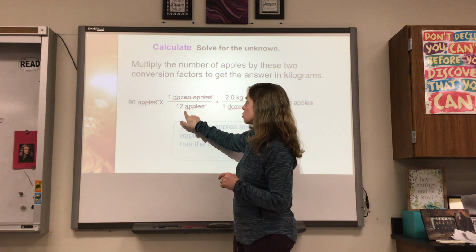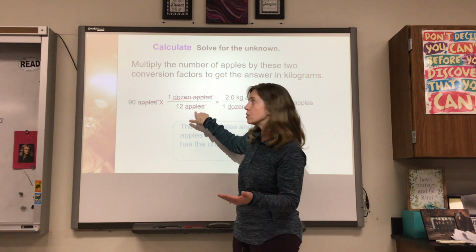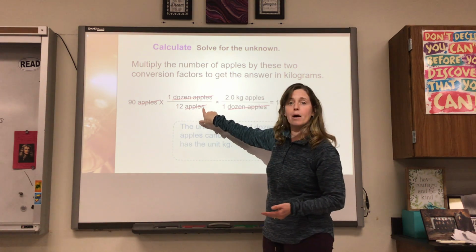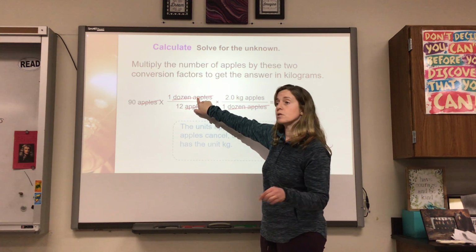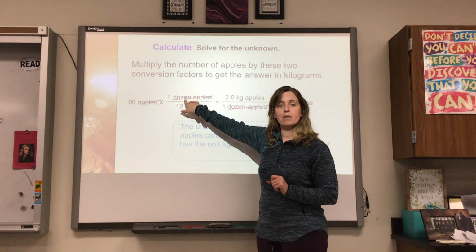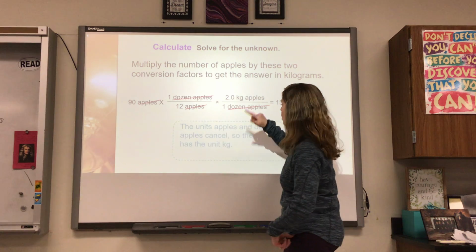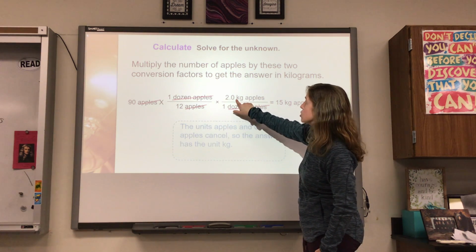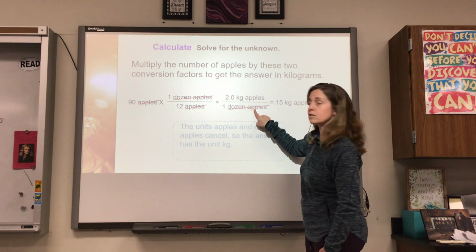So I'm going to put 12 apples here. What is equivalent to 12 apples? 1 dozen. Now the apples will cancel out, but I'm not looking for a dozen, I'm looking for the mass. So I go back to my conversion chart. I need dozen apples to cancel out, and I'm looking for mass. 1 dozen apples are equivalent to 2 kilograms of apples. So now my dozens cancel out.